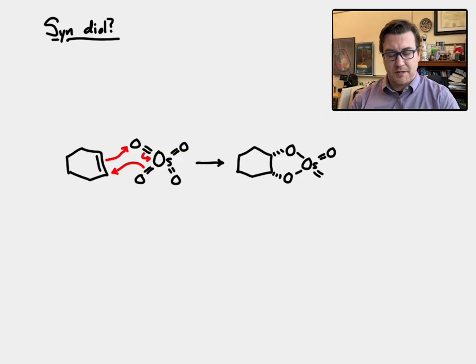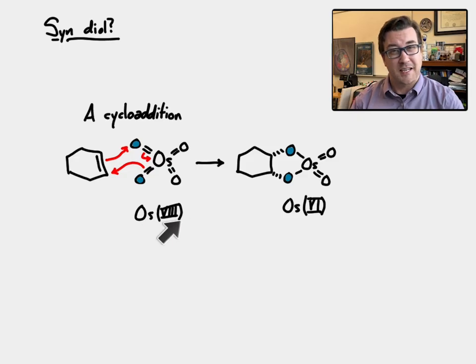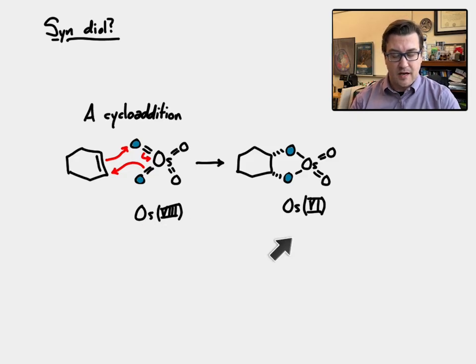This reaction undergoes what's called a cycloaddition reaction. So the alkene and these oxygen atoms, all these bonds are being formed and broken at the same time. And when you do this, you go from an osmium that has an oxidation state of 8+ to an osmium that has an oxidation state of 6+. That means the osmium has been reduced and this carbon has been oxidized. And so now I've color-coded the oxygen atoms that came from the original osmium tetroxide.